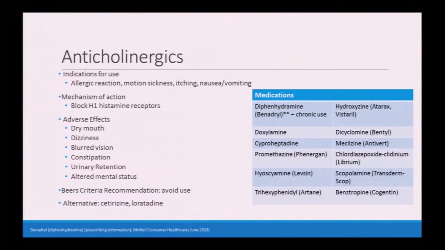So because of that, the Beers criteria recommends to avoid the use. Some alternatives that you could think of are utilizing your second-gen antihistamines such as cetirizine or loratadine. You could also think about utilizing a low dose of these medications as you may be able to elicit an effect while utilizing a lower dose than you would typically see.